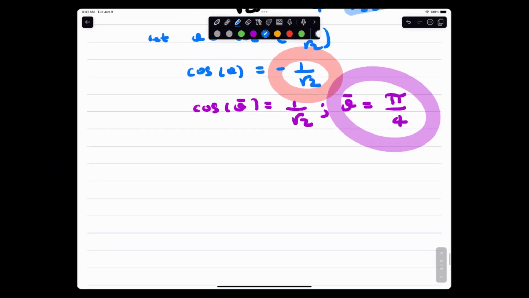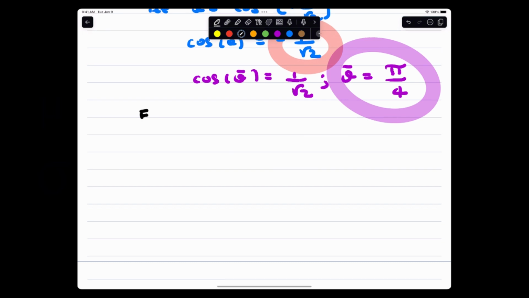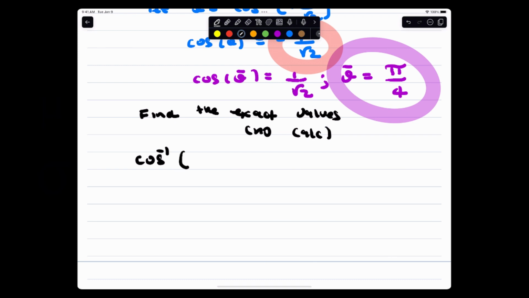Okay, ladies and gentlemen, let's try this again now. Let's have you guys try some ourselves. Find the exact values. In other words, that just means no calculator. Inverse cosine of square root of 3 over 2. Inverse cosine of minus square root of 3 over 2. We'll try that.